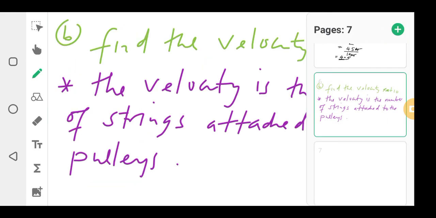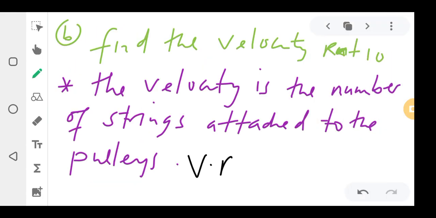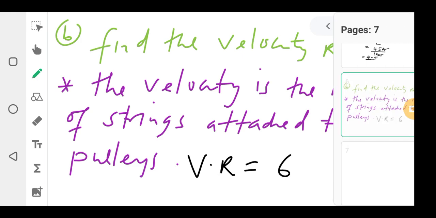I was just teaching you. So the velocity ratio is actually 6. So 6 is the answer. That's how you do it.